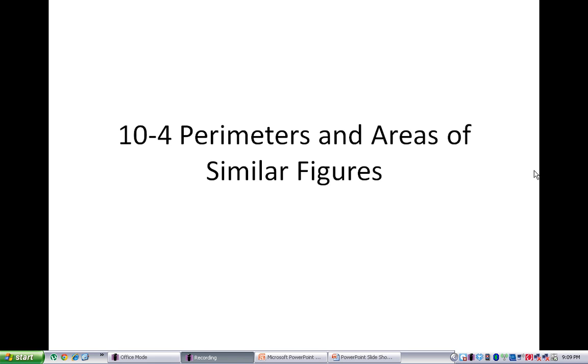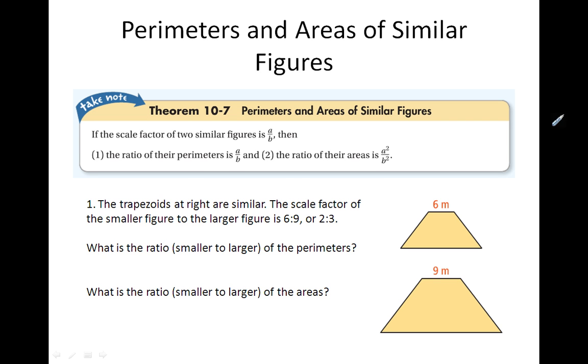Welcome. Today we're going to be talking about perimeter and areas of similar figures. A little bit of a definition to get us started.